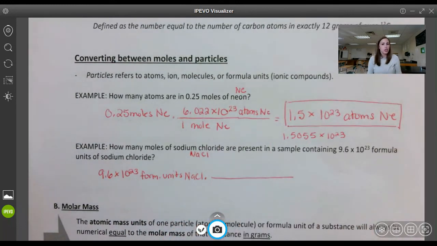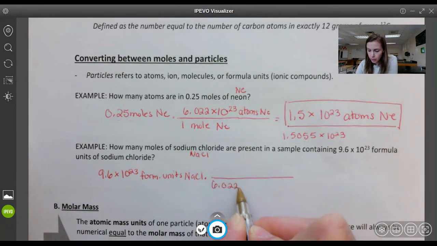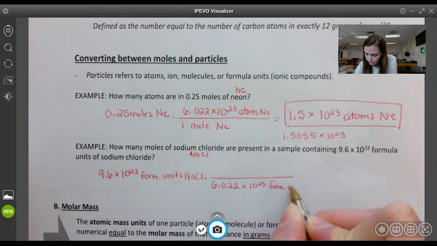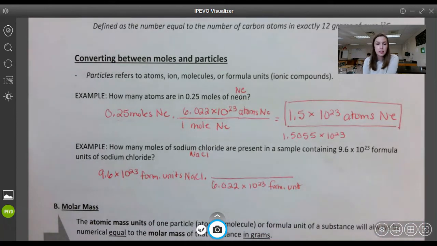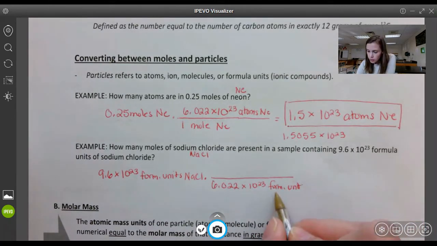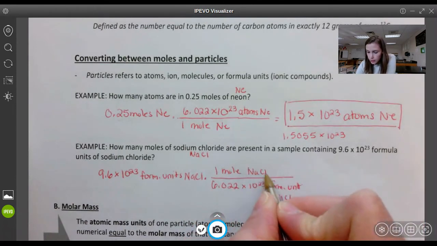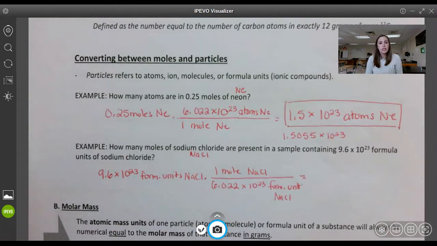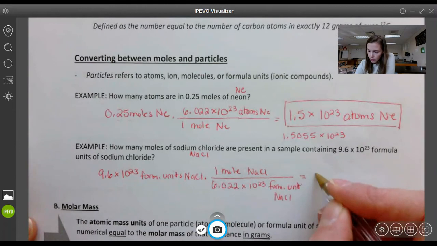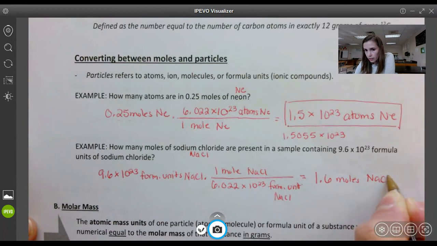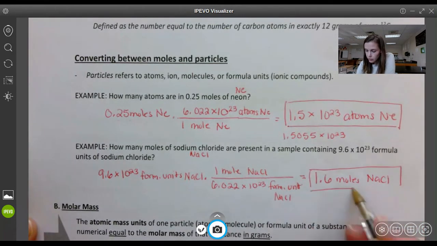Okay, in this case, I'm starting with the number of particles, or in this case, formula units. So I'm going to put Avogadro's number in the denominator. So I have my 6.022 times 10 to the 23rd formula units of my NaCl. That is equivalent to 1 mole of NaCl. So when you go ahead and you plug this into your calculator, you're going to round to 2 sig figs. You're going to see that many formula units of sodium chloride is equivalent to 1.6 moles of NaCl. And that would be your final answer on that one.